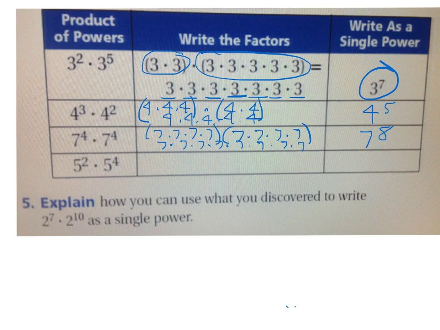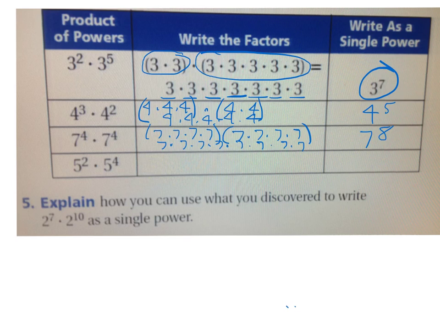Okay. I want you to go ahead and finish 5 squared times 5 to the 4th. Show each step. And then I want you to answer the question below. Explain how you can use what you discovered. So pay attention, look at the patterns, see what you can figure out. What is the rule when we have a product of powers, when we're multiplying two powers together? Notice what's the same about every problem. Notice what's different about every problem. Notice what the product looks like when we write it as a single power. Where did those numbers come from?